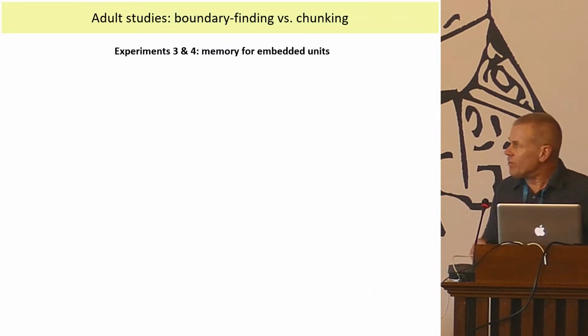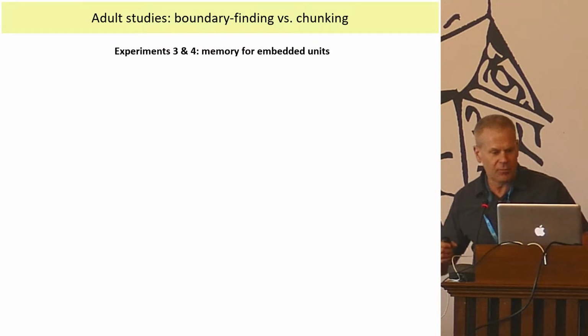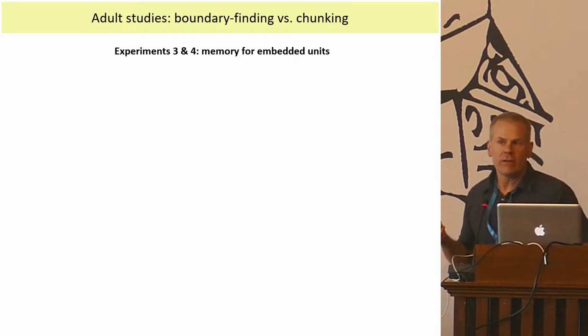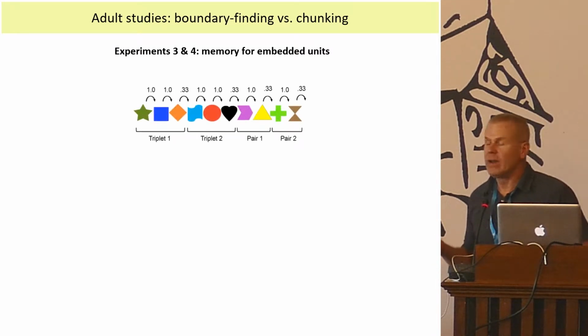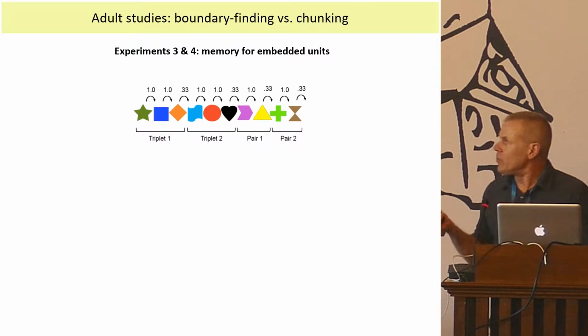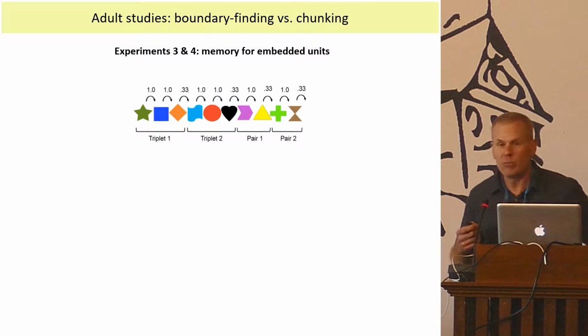In experiments 3 and 4, we asked about memory for what we call embedded units. So here's the idea. Here, we familiarized adults with 10 shapes organized into 2 triplets and 2 pairs. You can see that the transitional probabilities within triplets and pairs is always 1, and between triplets and pairs, or between units, is always 0.33.